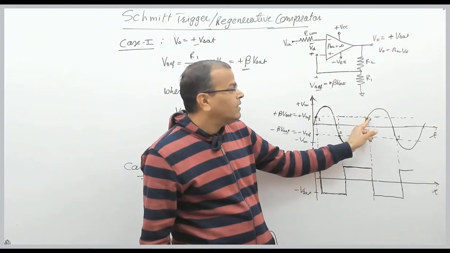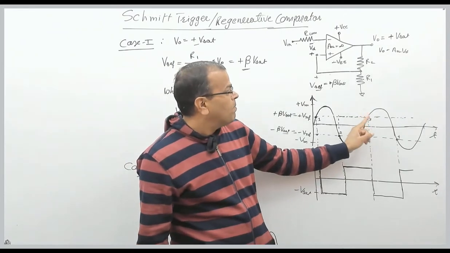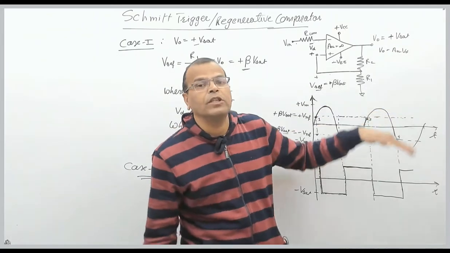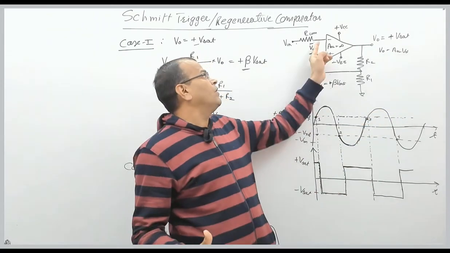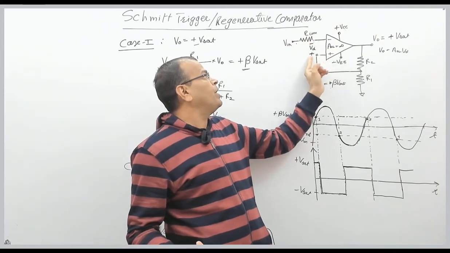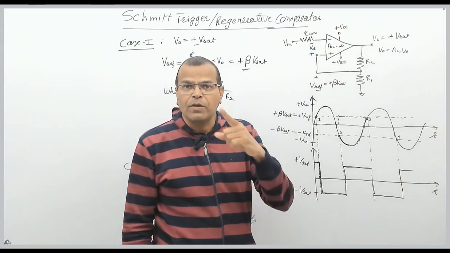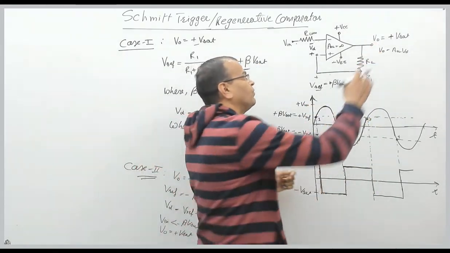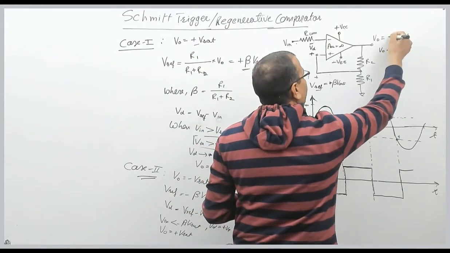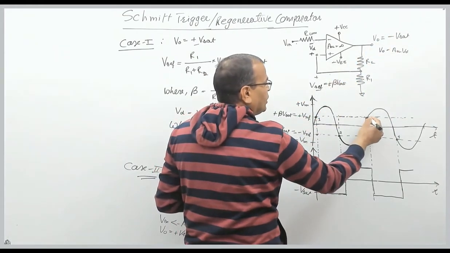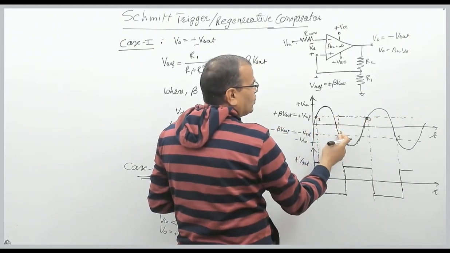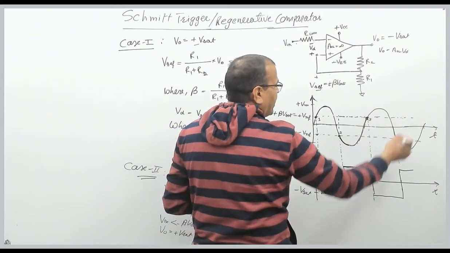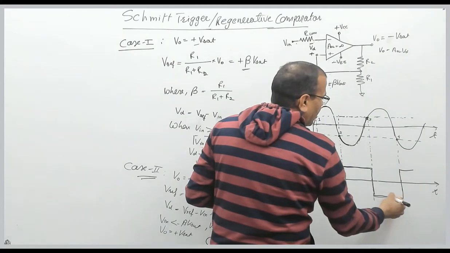Now at instant 3, what will happen? My input voltage is crossing the reference, input voltage is going above the reference, becoming more than reference. If input voltage is becoming more than this, Vd becomes negative. And the moment Vd becomes negative, output will change to minus Vset. From which point onward? From point 3. So from point 1 to 2, output was negative. From point 2 to 3, output is positive. But from point 3 again, output will change to minus Vset.